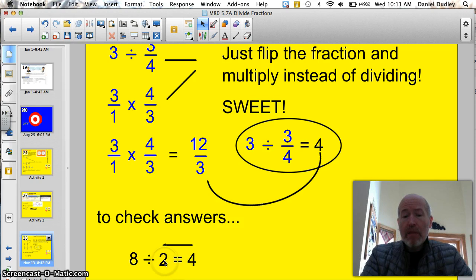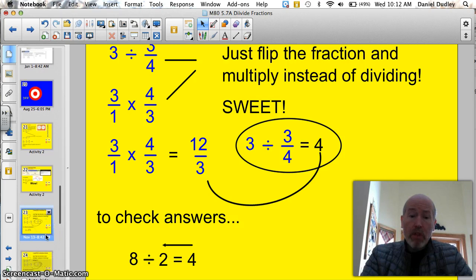4 times 2 equals 8, right? Yeah, I knew you'd remember. You can do the same thing here. 4 times 3/4 equals 3. Well, let's just double check this. 4 times 3 is 12. 12 divided by 4 is 3. Yes, it worked. All right, so you can use that way to check it.